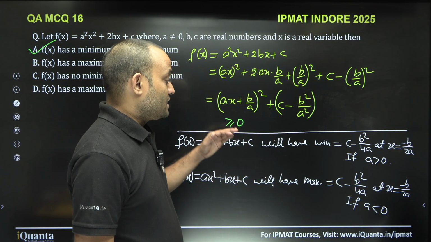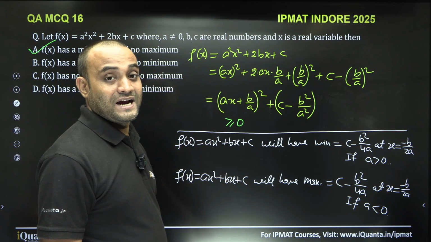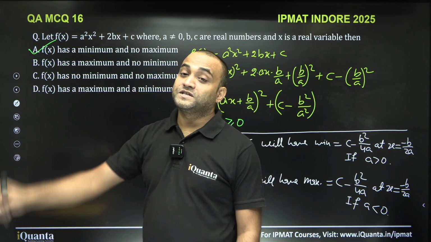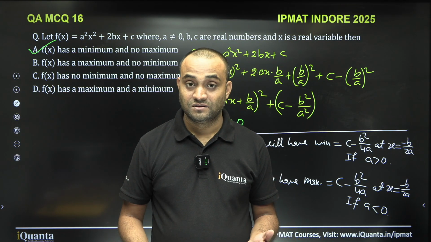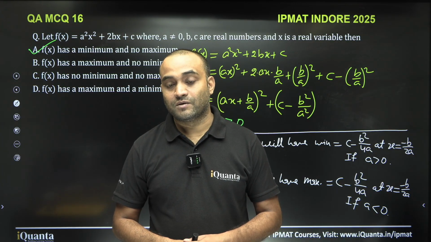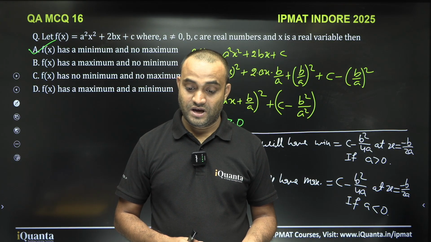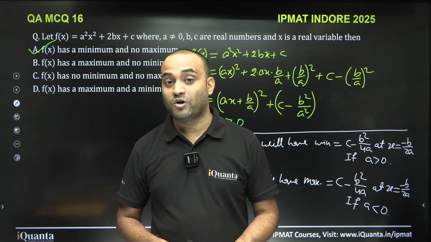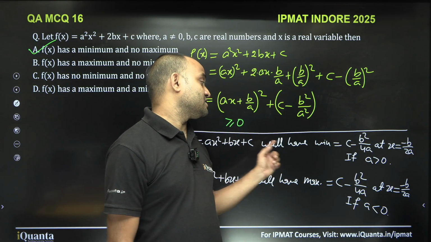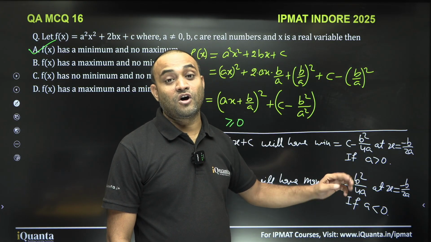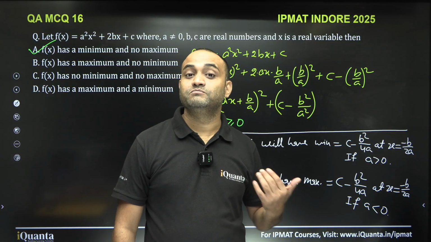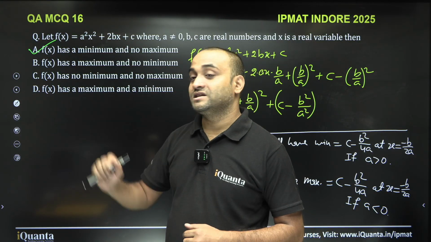Now understand this and compare this one. The coefficient of x squared is a squared. So if a is a real number and not equal to 0, even if a is negative, a squared will be positive, right? So the coefficient of x squared is positive. So it will always have a minimum value, not a maximum. That is why our answer is option A.